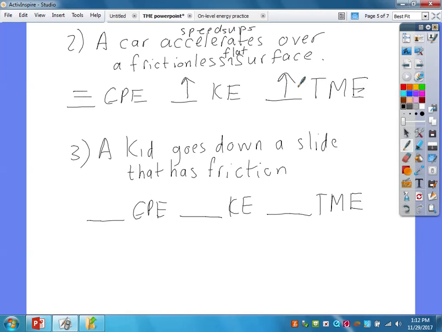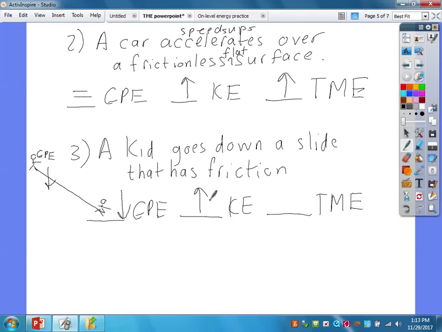Now, what about this last one? The kid goes down a slide that has friction. So this is sort of like the apple. The kid's at the top of the slide and then reaches the bottom of the slide. So he has gravitational energy, and that is going to decrease as he goes down. As he goes down the slide, he will increase in kinetic energy. He has to be going faster. It's not like he zooms and then slows down. He will get faster all the way down the slide.